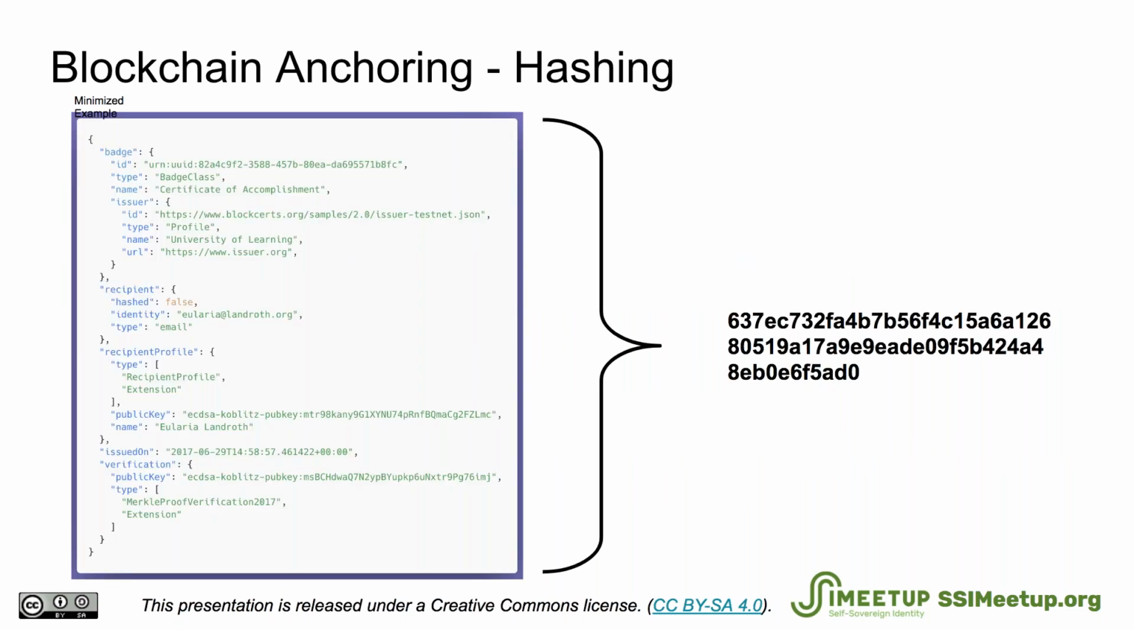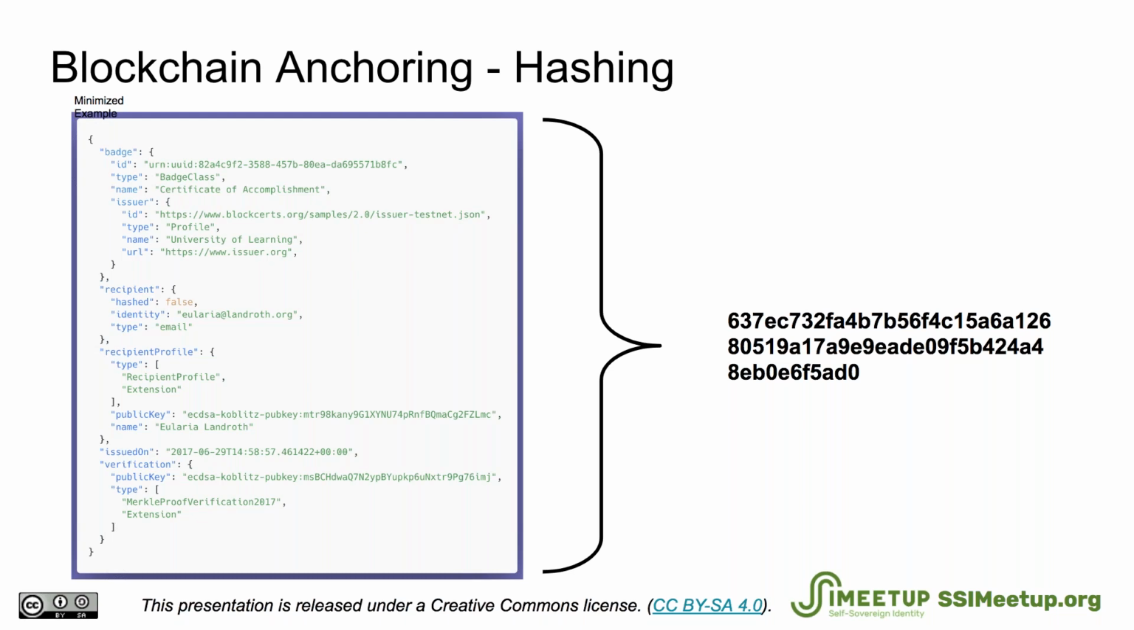I'm going to go through some visual examples. I hope it's not too technical, but I think it would help show what's going on here. First, showing off the hashing process of Blockcerts. I have a minimized example of a Blockcerts file here. I hope it's not too hard to read. It has some information about the badge. Of course, the badge in this case is basically the achievement that the recipient is receiving.